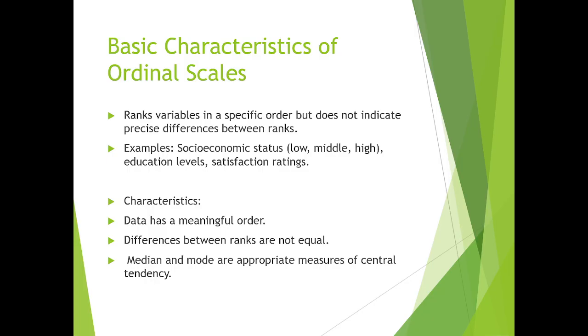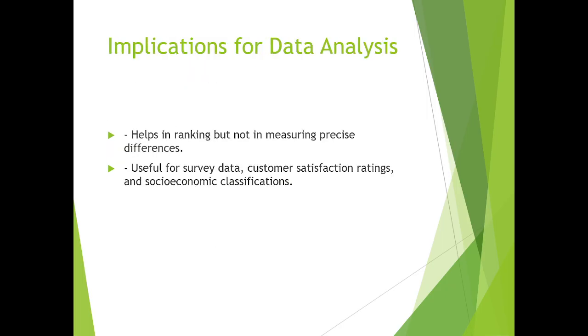Another characteristic of ordinal scale is that data has a meaningful order. The differences between ranks are not equal, and in central tendency, the median and mode are the appropriate measures of central tendency when we measure on ordinal scales. The implication for data analysis is that it helps in ranking, but not in precise differences. Also, it is very useful for our survey data, and it helps us show satisfaction ratings and socioeconomic classification.